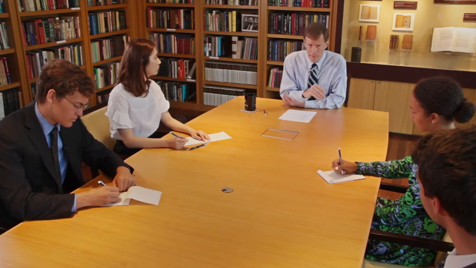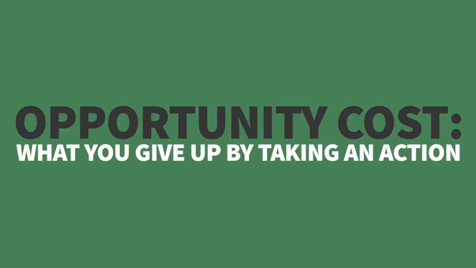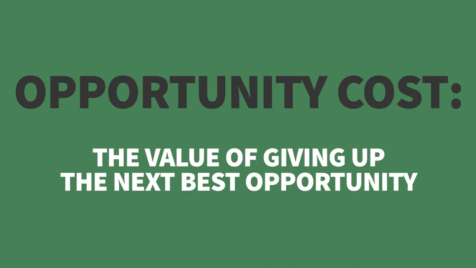This example gets at the meaning of opportunity cost. The next best thing that a person might have done instead of whatever she chose to do is the opportunity cost. Actually, I'm going to refine that definition a little bit, but let's start it that way. Opportunity cost is what you give up by taking an action. A better definition, or a subtlety to the definition of opportunity cost, is to think of it not as the next best opportunity foregone, but as the value to you of the next best opportunity foregone. For reasons we'll see, it's going to be much more useful in our economic thinking to think of the value of the opportunity foregone rather than as the opportunity itself.